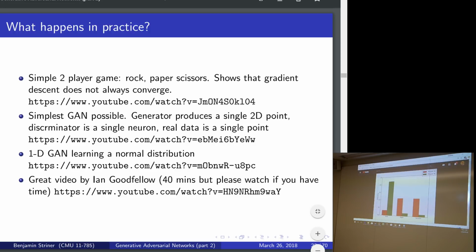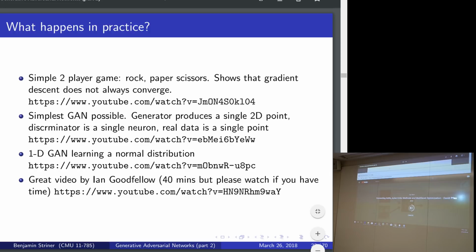This is not a GAN at all. This is just a 2-player game. And this is meant to illustrate the point that when you play a 2-player game with gradient descent, each player is doing the thing that at that point in time makes themselves better, and yet you can end up with these complete loops. And the last part of that video is one of the strategies we're going to talk about next. So yes, question?